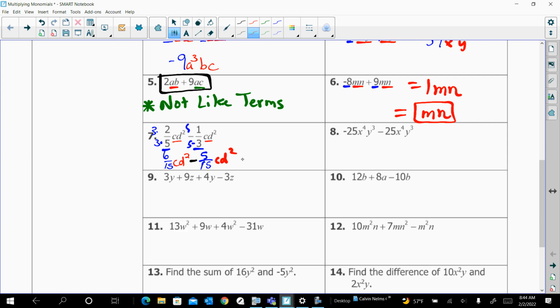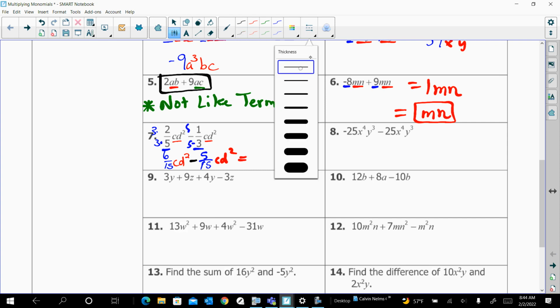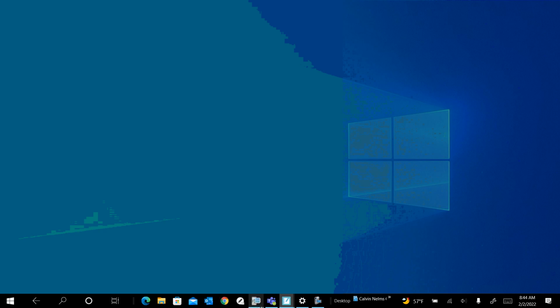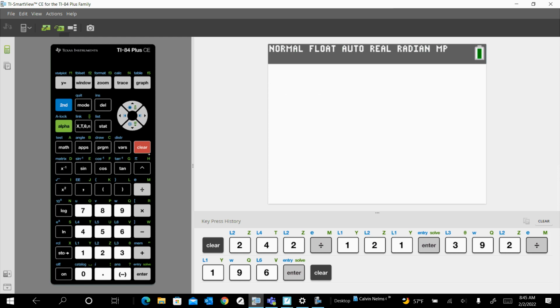So now I can combine them. If I have 6/15 minus 5/15, what does that leave me? 1/15 CD squared. Okay, if you were not good with the fractions, guys, go to your calculator, please. Everyone, get a calculator, clear it out, get to a blank screen.